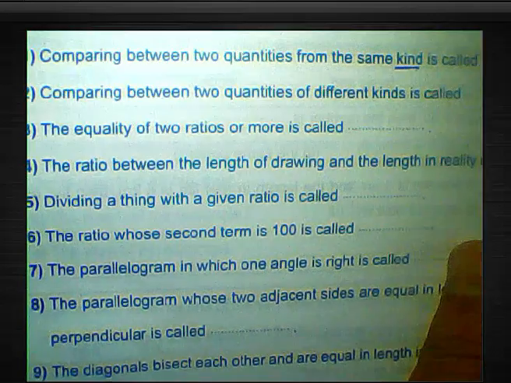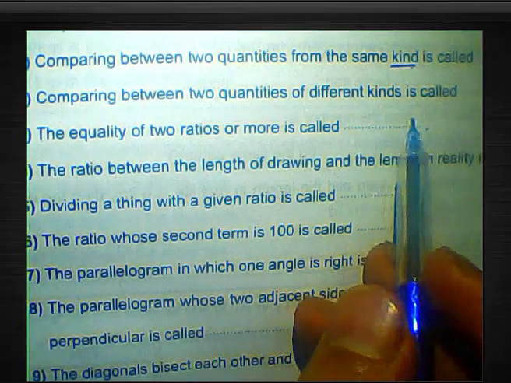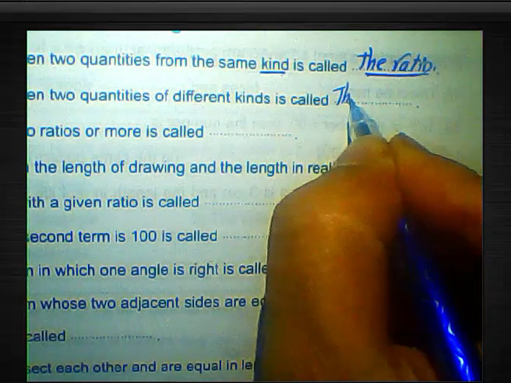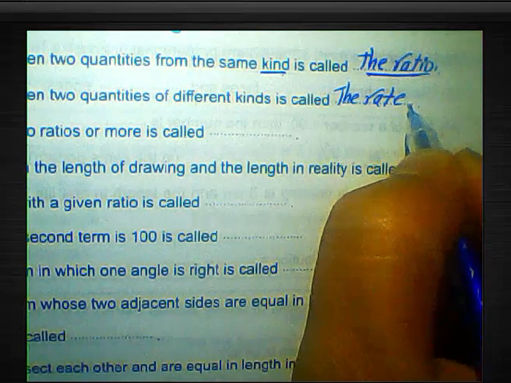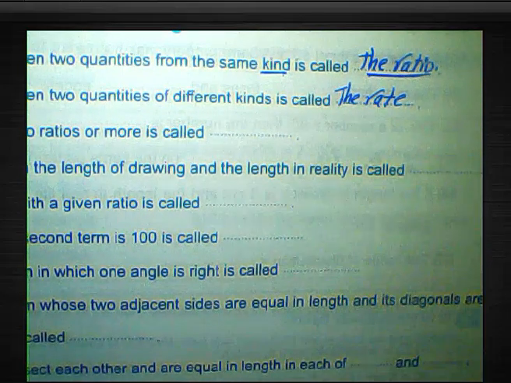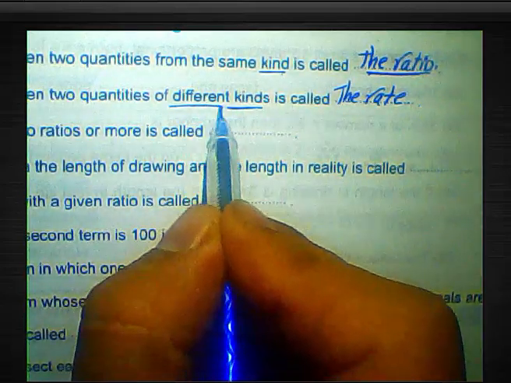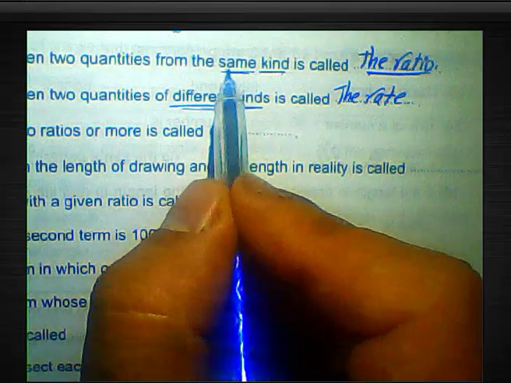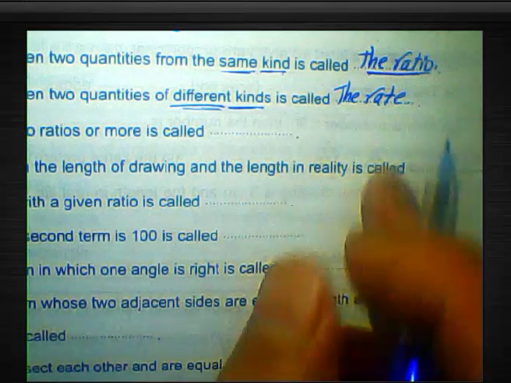Number 2, comparing between two quantities of different kinds is called what? It's called the rate. Okay, the rate. It's comparing between two quantities of different kinds. But if two quantities are of the same kind, we call it the ratio.